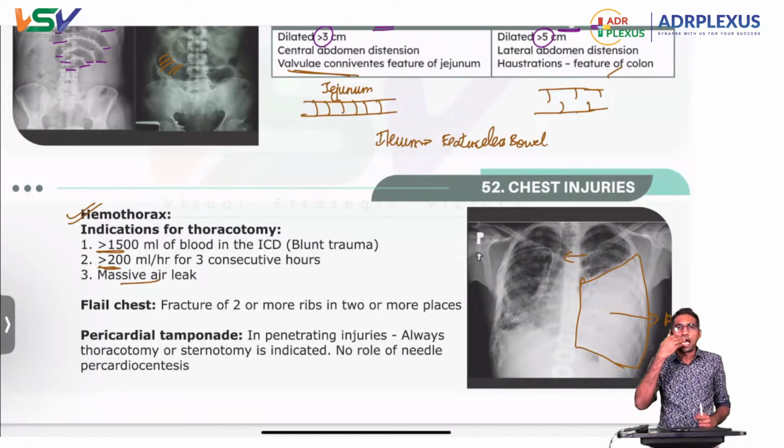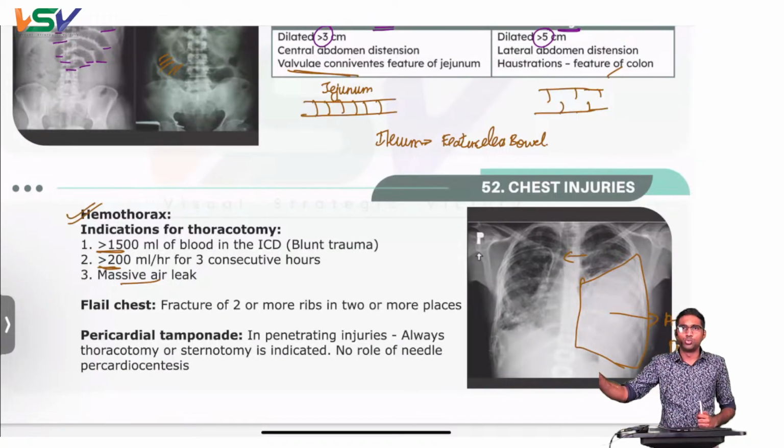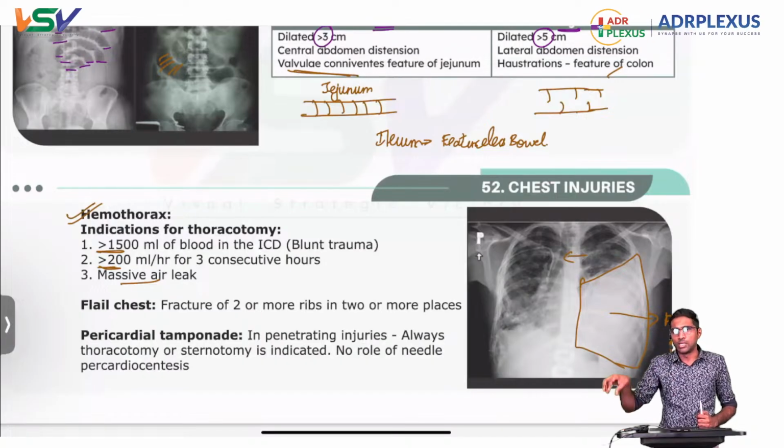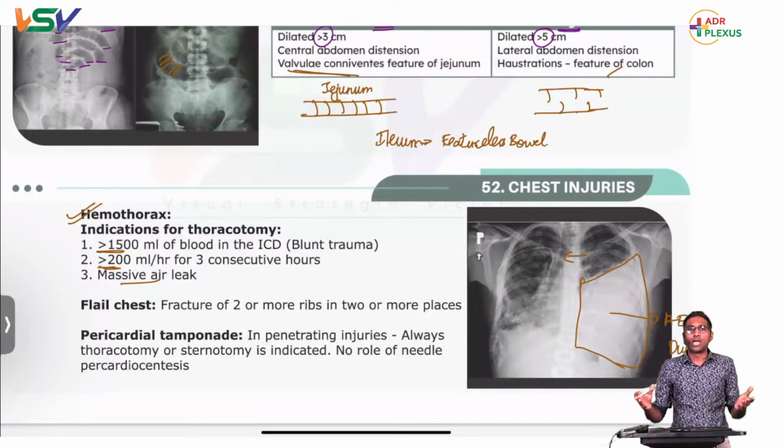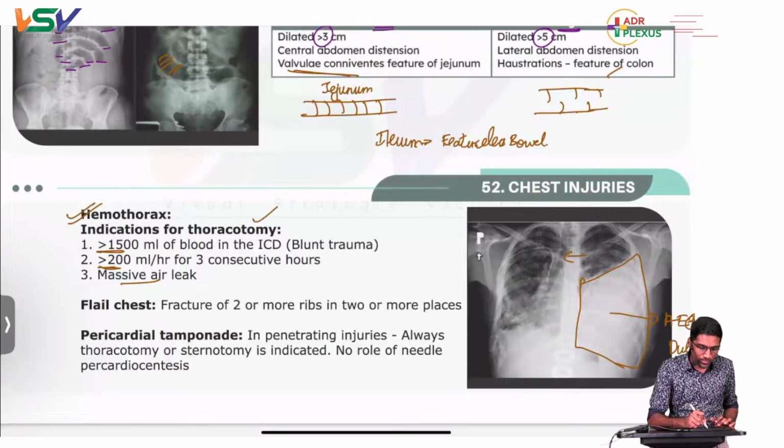So what happens? Whatever air you inspire will come out through this tube. So continuously the ICD bag will be bubbling, bubbling, bubbling. Then you should think of a massive air leak. So there you should always go for a thoracotomy.